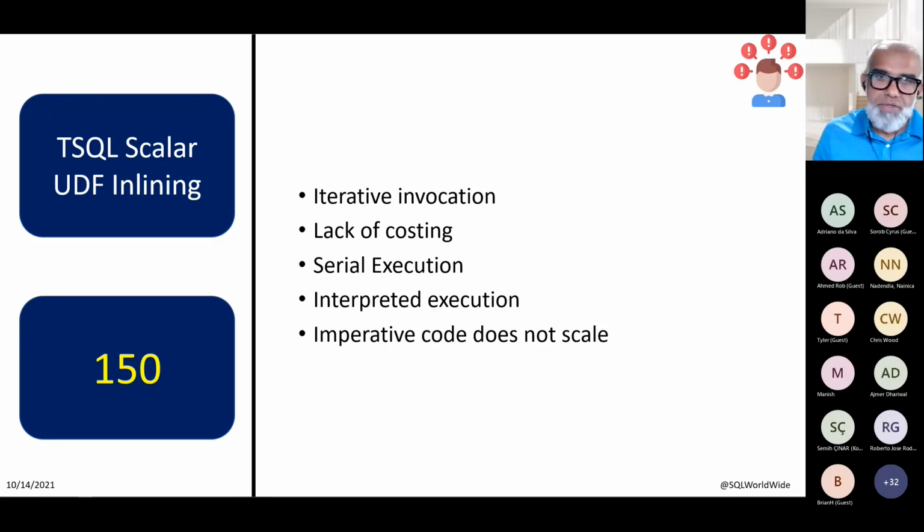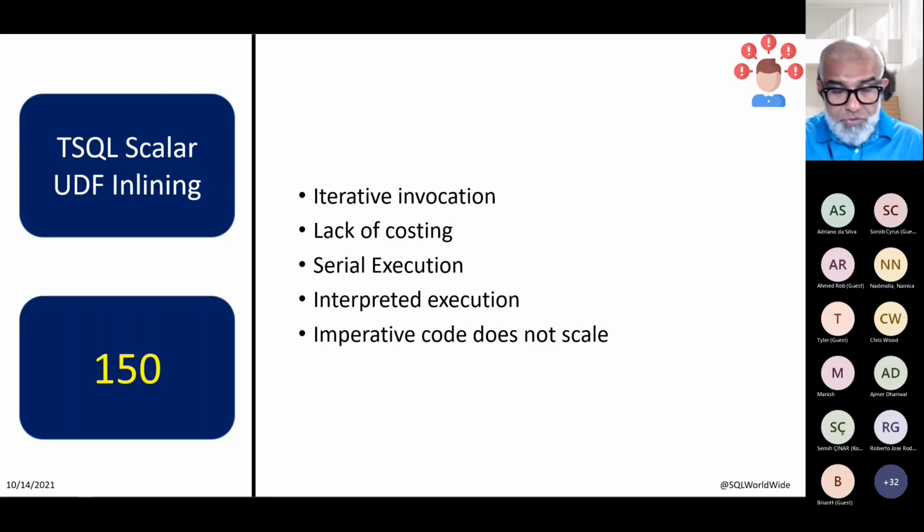T-SQL scalar UDF inlining. So scalar user-defined functions inherently had a few problems. One was that user-defined functions are invoked in an iterative manner, right? Once per qualifying row. And this always incurs additional cost because it's not doing the operation on a set, it's row by row. It also had a lack of costing, because during the optimization, the relational operators get costed, not the scalar operator.